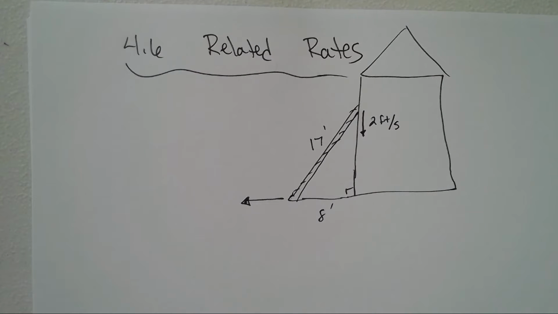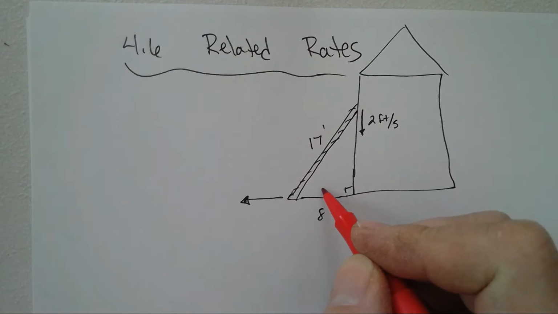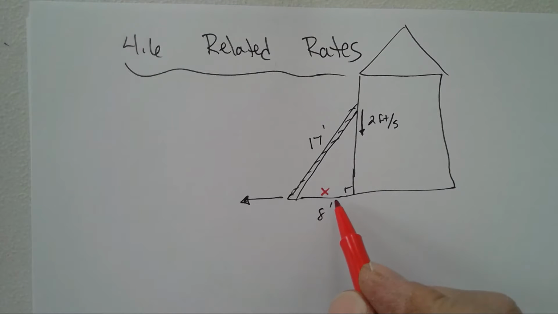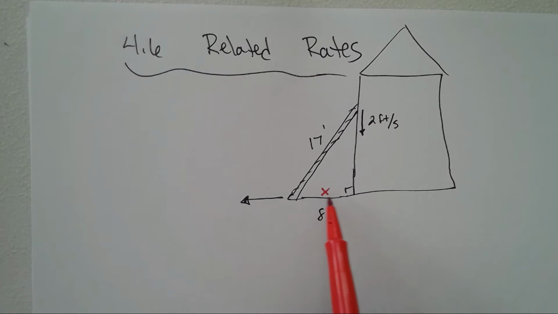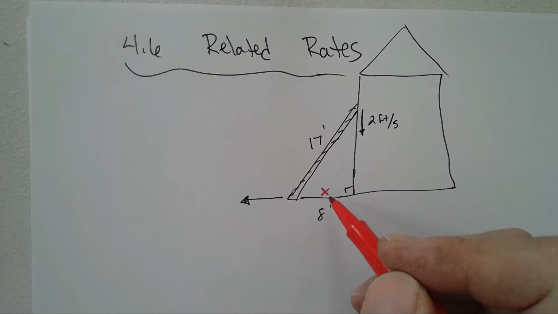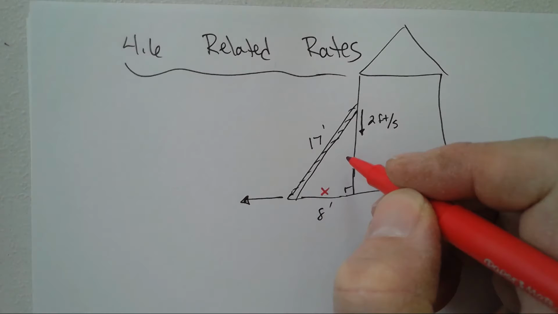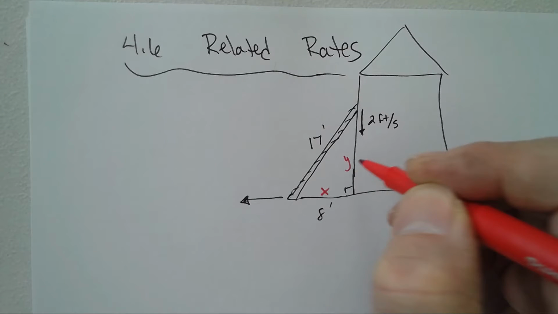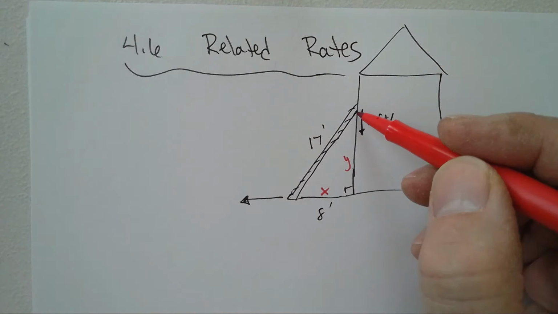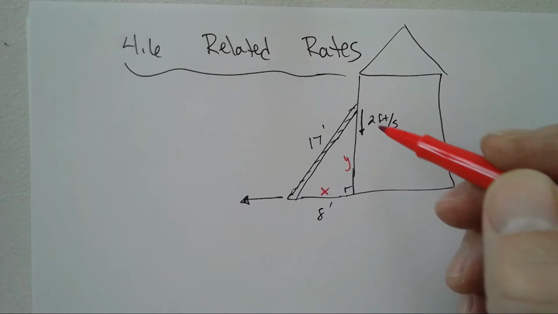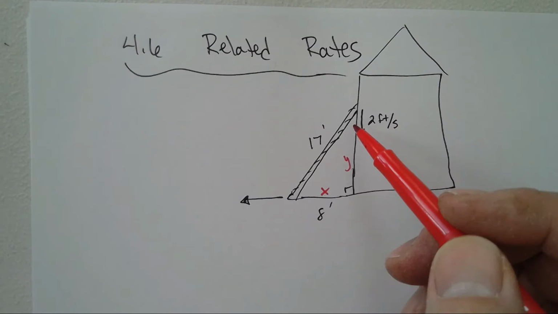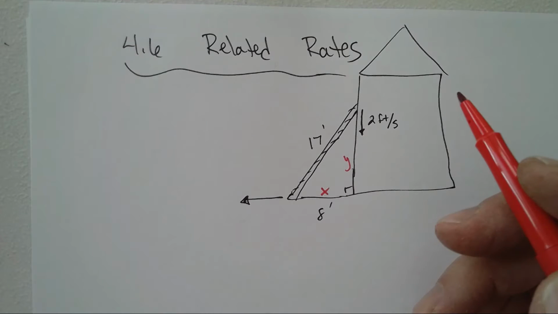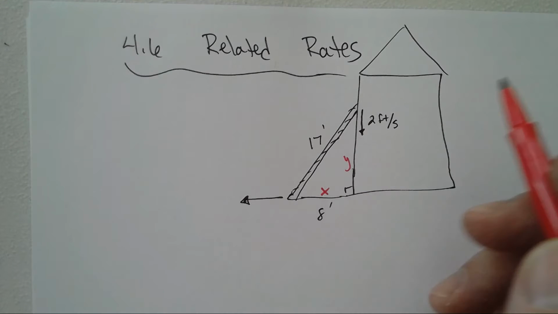So I'll call this one X. That is a variable because it's 8 feet right now, but it's going to be 9 feet and then 10 feet, so it does change. So that is X. It's a variable. This is also a variable. I'll call it Y because this distance from the ground up to the top of the ladder is changing. This hypotenuse does not change because it's always 17 feet. The ladder doesn't change, so we don't have to assign a variable for that.